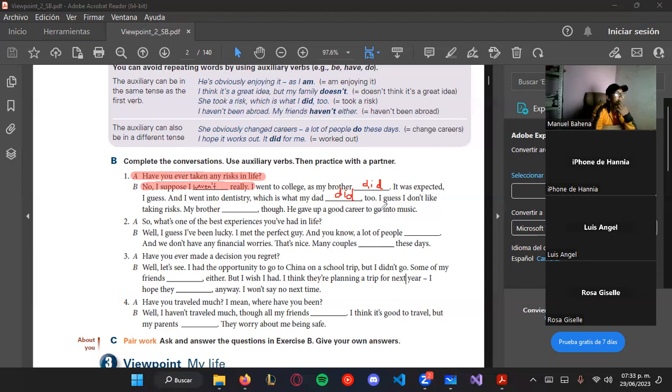Because it is also an action that happened. Exactly. It is also already past, in the past. Yes.